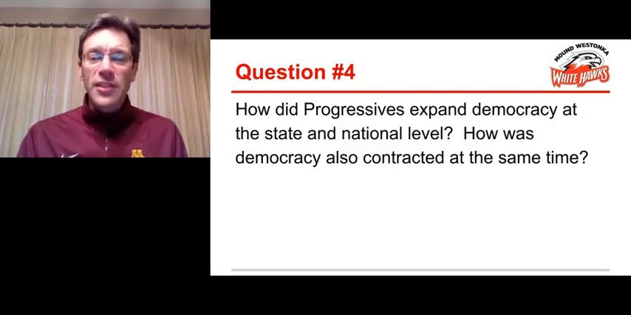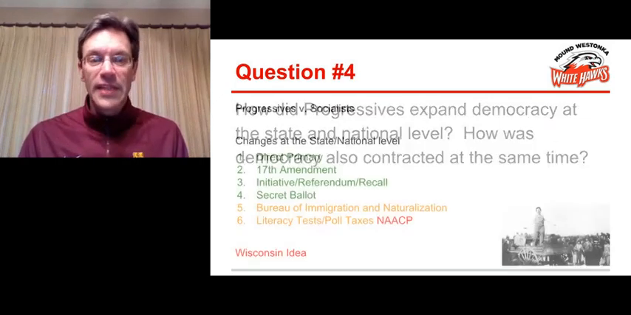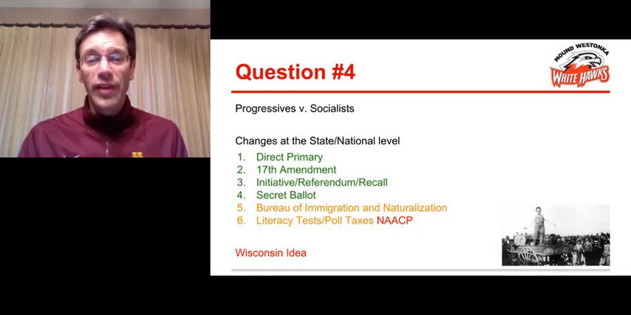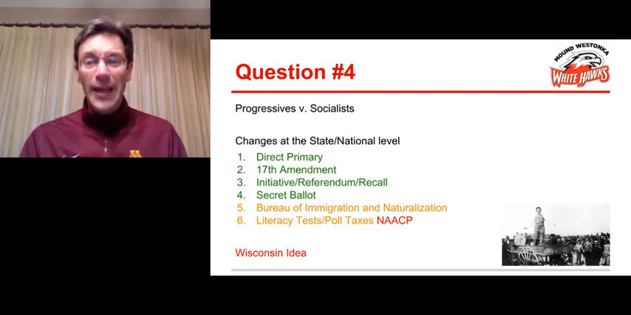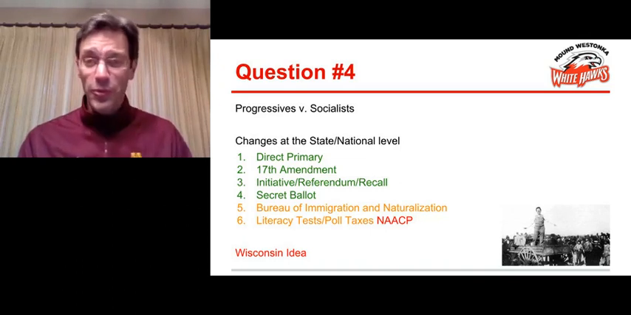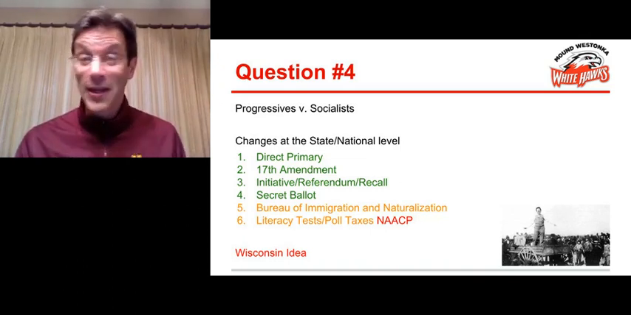How did progressives expand democracy at the state and national level? And how was democracy also contracted at the same time? Well, here we've got the 6 changes, and I'm going to go over these pretty quickly. These are collectively known as the Wisconsin idea. Most of these were done first in Wisconsin by such people as Robert L'Enfant. But to go over these 6 things very quickly here, and again, this is meant just to review and give you the rubric for grading, not go through these in great detail. That's what your study guides are for.